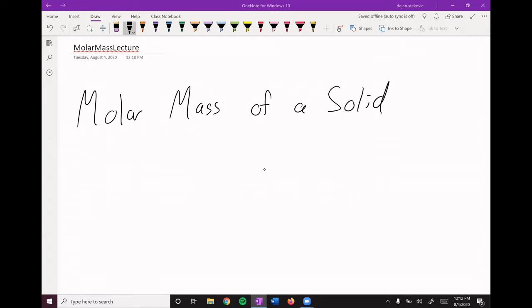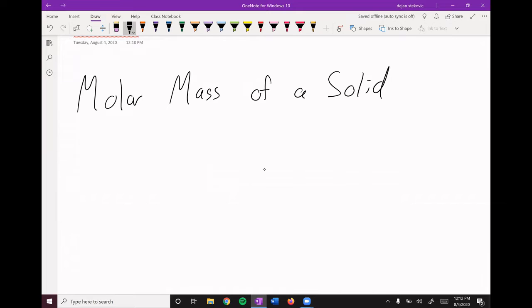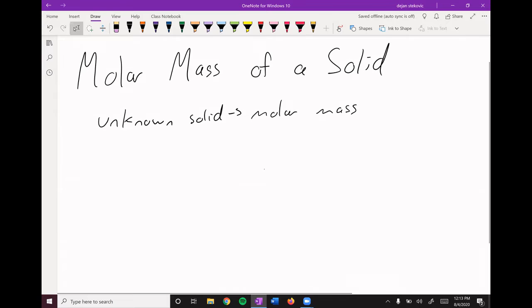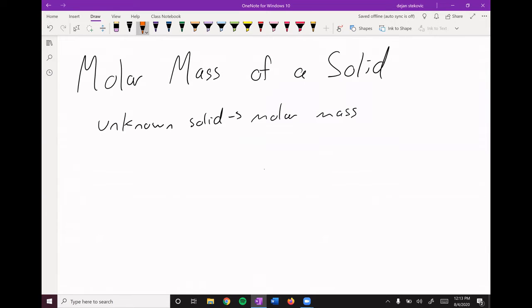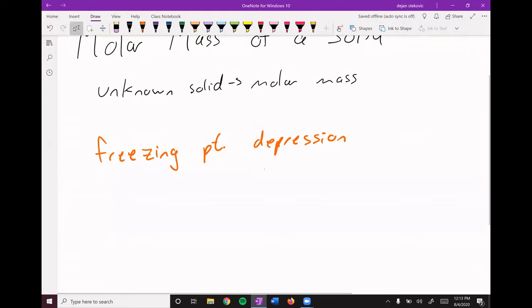All right, so this lab is called molar mass of a solid. And so what we've got here is some kind of unknown solid, and we want to find its molar mass, right? It's the first step in identifying what a compound is. And so to do this, we're going to use a colligative property known as freezing point depression. And what this colligative property states is that solutes will lower the freezing point of a liquid.